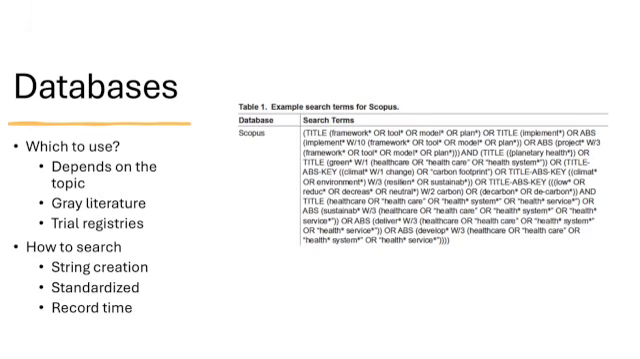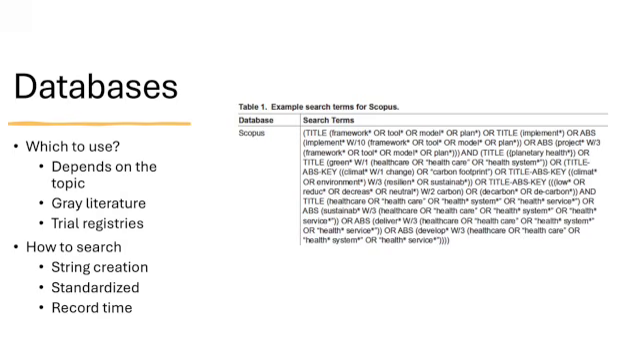Now, when we talk about searching databases, we need to know which database to use, and that really depends on the topic that you are doing a literature search on. If you're doing human medicine, PubMed is a great source. If you are working in veterinary medicine, PubMed may not have every article that you want. And if you're working in a field that involves ecology or social science, PubMed may be really lacking. So you want to think about which database is best for your topic.